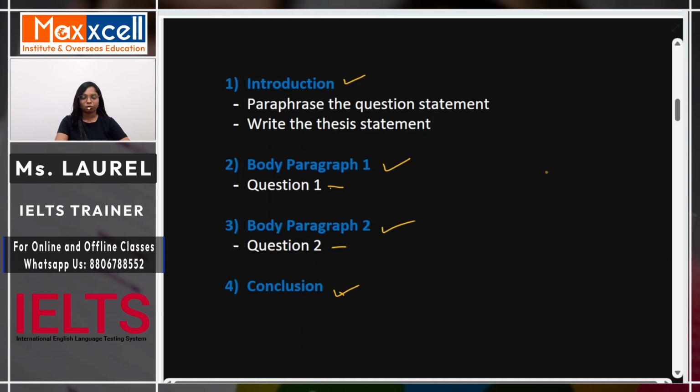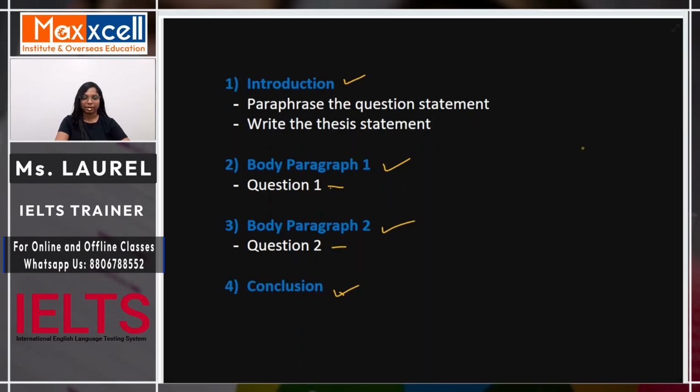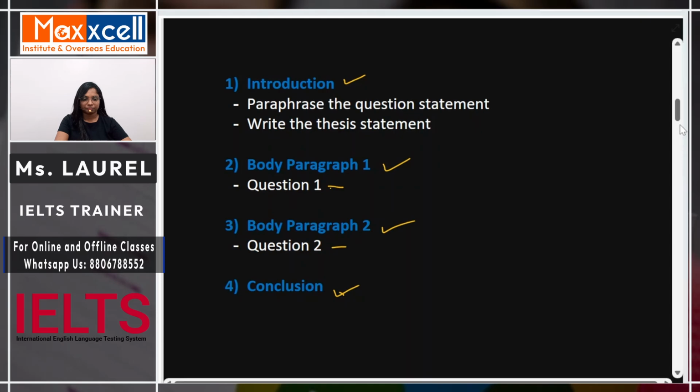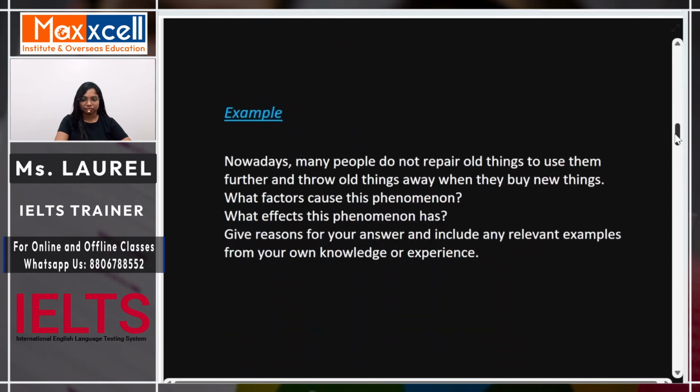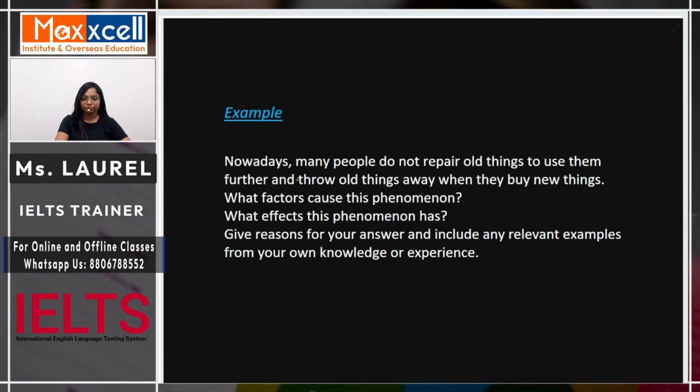Now let us understand what exactly is the double question type essay with an example. So here is the example. Nowadays many people do not repair old things to use them further and throw old things away when they buy new things. Right? So this is talking about the trend that nowadays we don't get things repaired. We rather just toss them out and buy new ones.